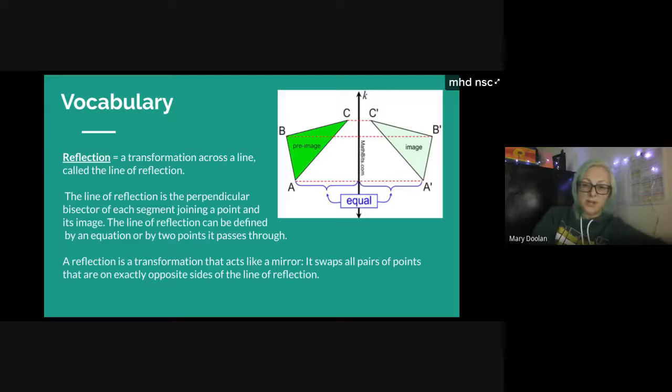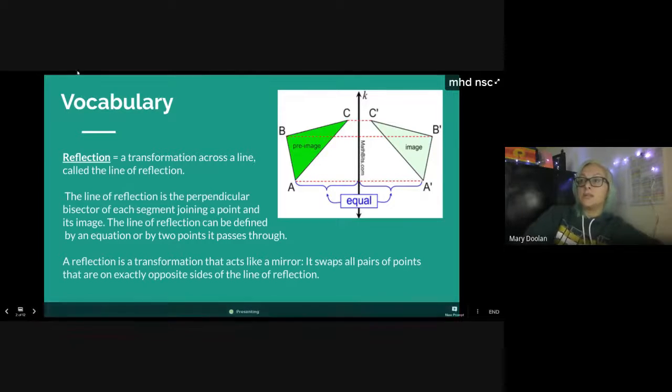For us, though, we're not going to look at any line. The ones that are most important would be the y-axis and the x-axis. In this picture, we have the pre-image, triangle ABC, the neon green one, and then its image, its reflection, is A prime, B prime, C prime. It's the lighter green triangle. It's being reflected across a line of reflection, this vertical line, and they're calling it line K in this picture.